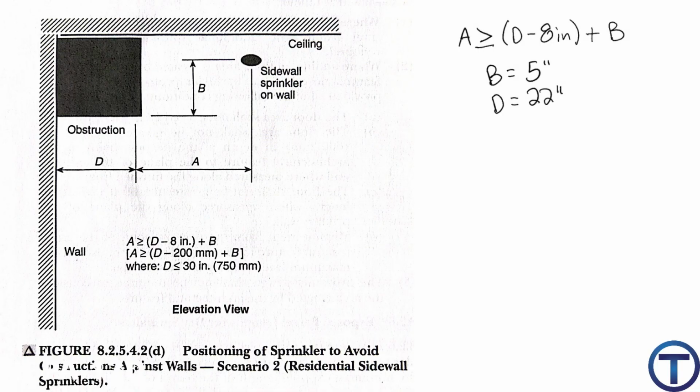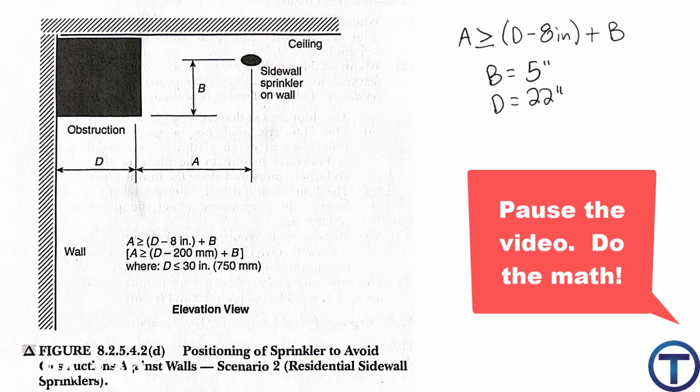All right, now it's your turn to give this a try. Plug these numbers into the formula, pause the video, work it out, see what you get. B equals 5, D equals 22. Let's see what you can do.